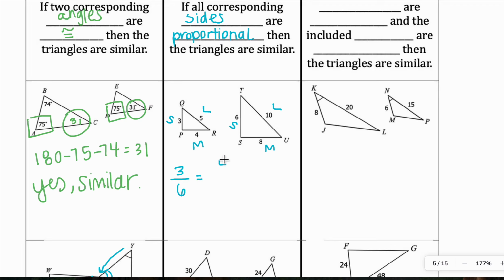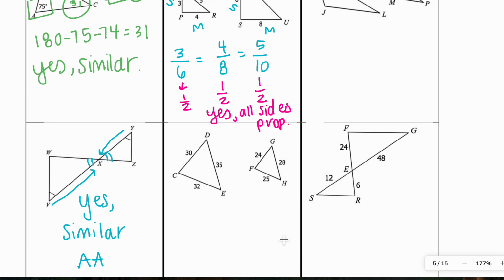3 to 6, 4 matches with 8, and 5 matches to 10. And the nice thing about all three of these is they all have a scale factor of 1 to 2 or 2 to 1, depending on how you look at it. So we would say yes, all sides proportional. Okay, and then we could do the same thing here.